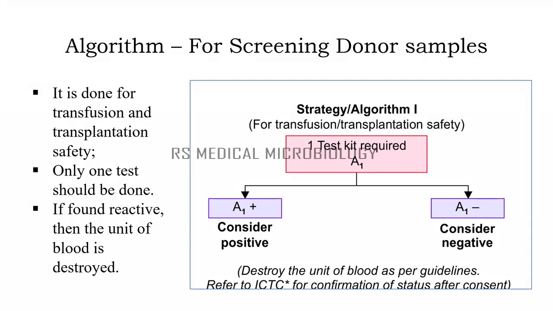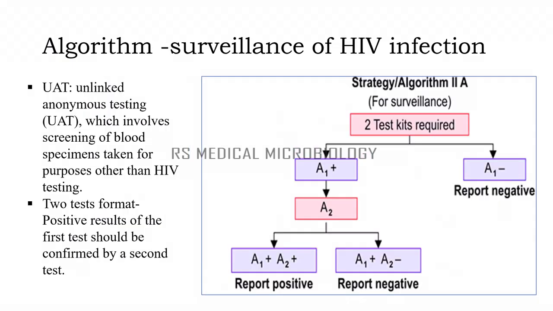So let's see the algorithms one by one. The first one, you have the algorithm 1, which is used in transfusion. That is, whenever blood is collected in the blood bank, use a kit. If it is positive, you immediately are going to discard it and basically destroy it. And if it is considered negative, then you can take it up for the next series of testings before you give it to the patient.